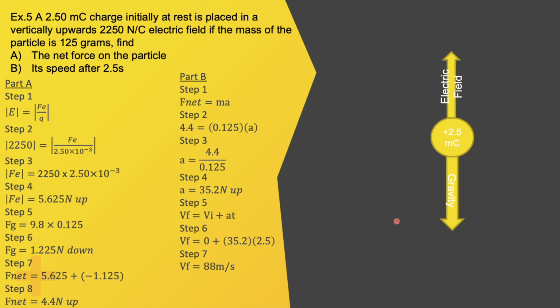Now that we have acceleration, we can use this kinematic equation, which is v final equals v initial plus acceleration times time, to find our v final. And due to us initially starting at rest, we know our v initial is 0. So we just do our acceleration times the value of time we are given to find our v final, which leads us to find that our v final is equal to 88 meters per second.